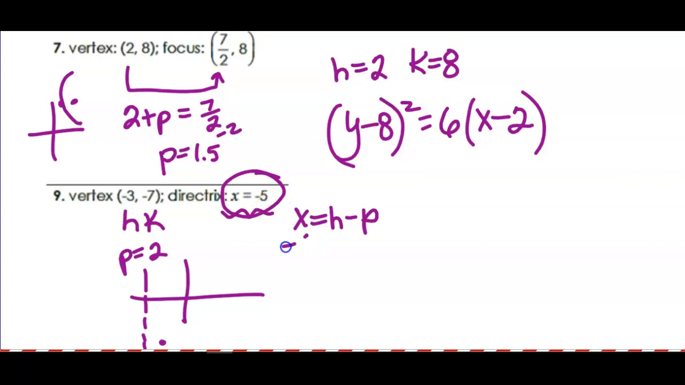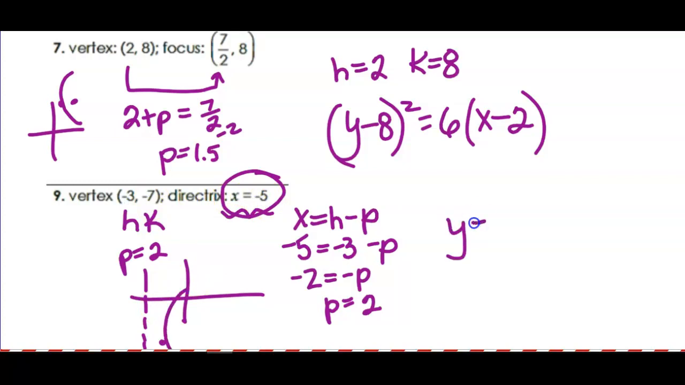Well, I know x is negative 5 when h is negative 3. So if I add that over here, I get negative 2 equals negative p, so p equals 2. So now I'm good to go. Now remember, it was opening sideways, so the formula is y minus k squared equals 4p, which would be 8, 4 times 2, x minus negative 3 or plus 3.